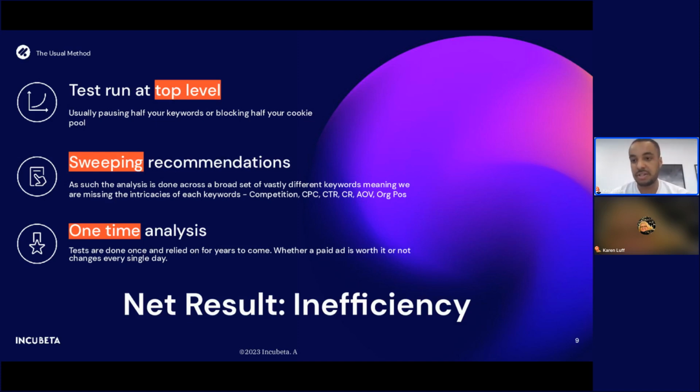The recommendations that you used to get off the back of those would be sweeping, so a lot of the intricacies would be missing. You wouldn't have all the competition, CPCs, CTR, and so on. Also, this was done as a one-time analysis. We found a lot of the time tests are done maybe at the start of the year or when you're setting up with a new client. That actually wasn't the best way to do things, because activity could change over the year. Obviously, you have seasonality and a lot of other things that come into play. And we know that the landscape in the paid market changes every single day.